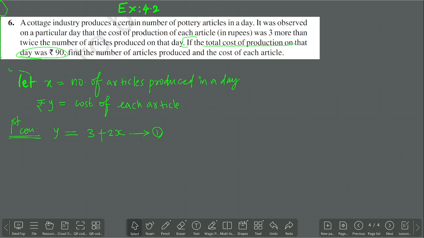It's not present time the question is made. Maybe the question was made 20 or 30 years ago. At that time 90 rupees is big.